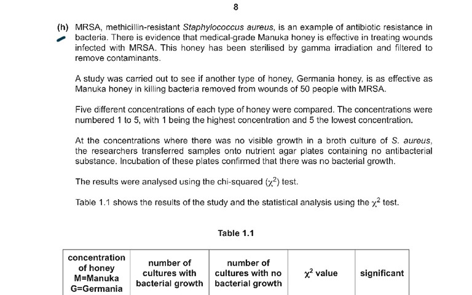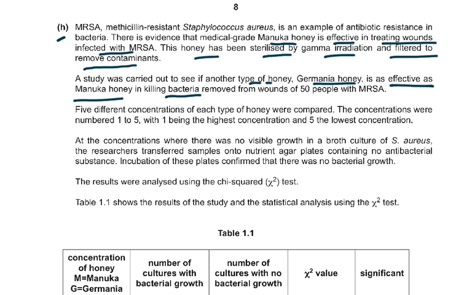Now, coming to part H, MRSA, methicillin-resistant Staphylococcus aureus is an example of antibiotic resistance in bacteria. There is evidence that medical-grade Manuka honey is effective in treating wounds infected with MRSA. This honey has been sterilized by gamma radiation and filtered to remove contaminants. A study was carried out to see if another type of honey, Germania honey, is as effective as Manuka honey in killing bacteria removed from wounds of 50 people with MRSA.